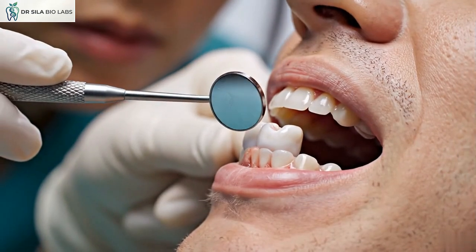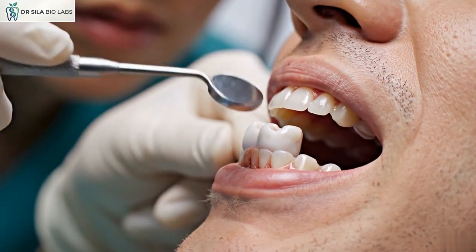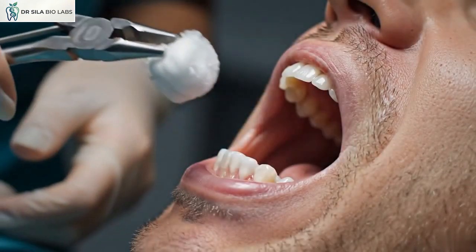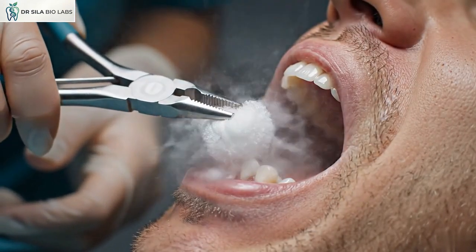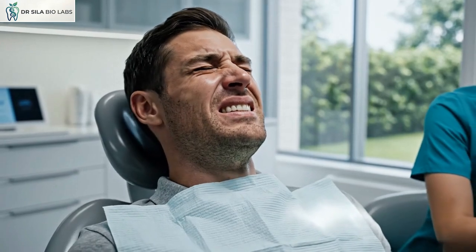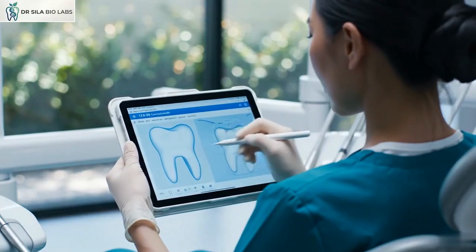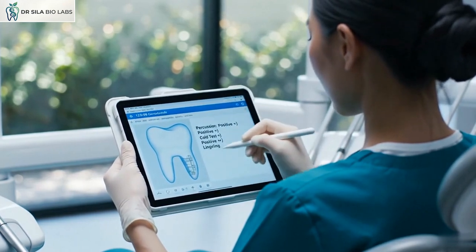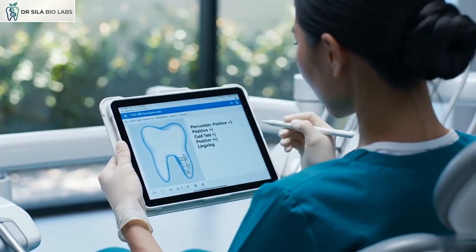A percussion test checks for pain when the tooth is tapped. I know that hurts, but it tells us exactly what's going on. The inflammation is deep inside the pulp. While temperature tests assess the response of the nerve tissue. By combining the patient's symptoms with the clinical examination, the dentist can determine whether further investigation is needed.